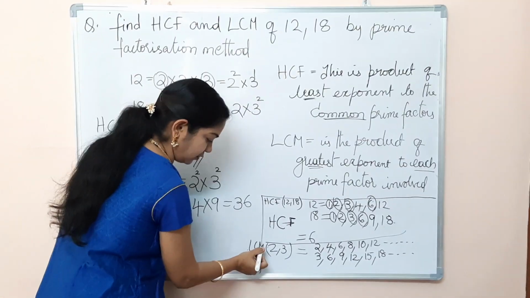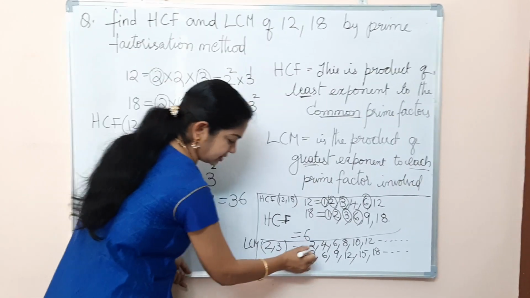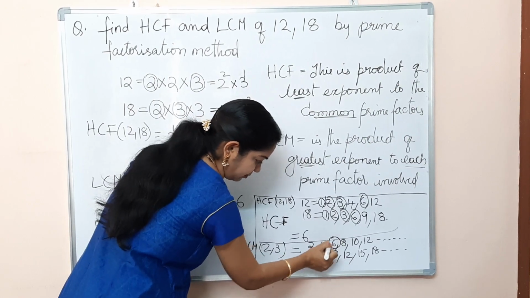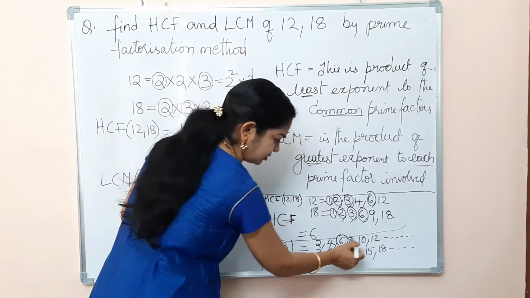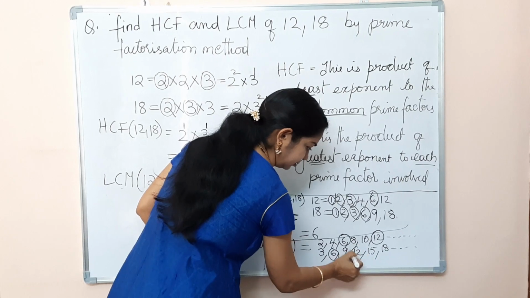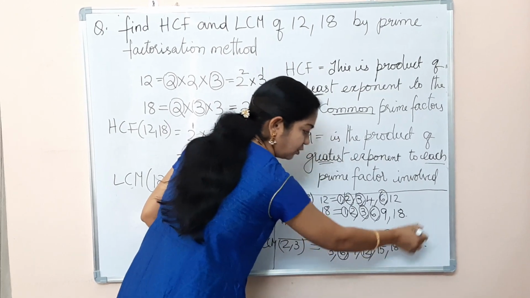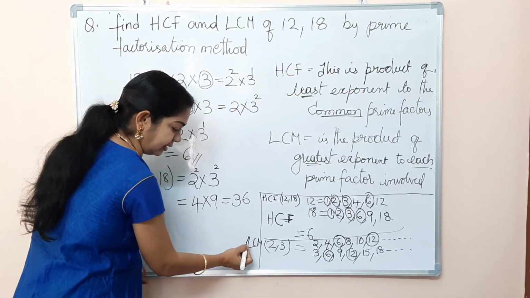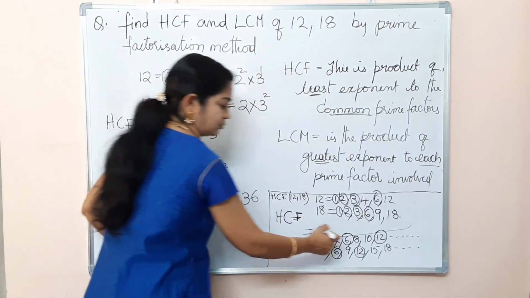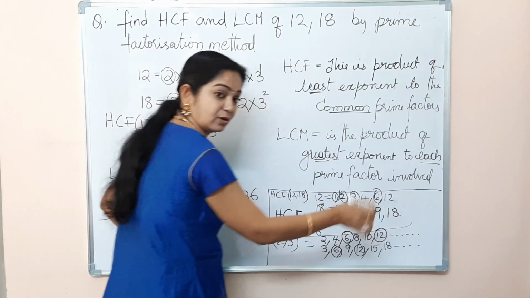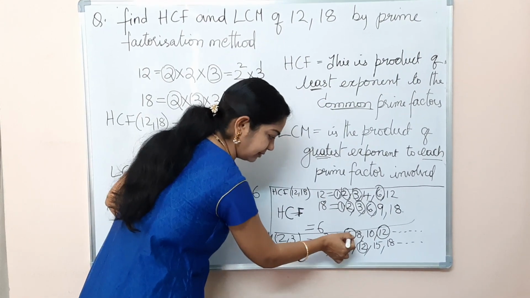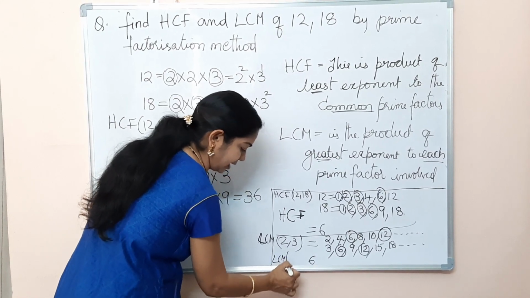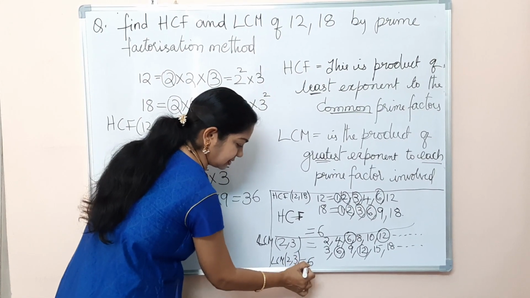But what we want is a common multiple. First let me see the common ones. 2 is there? No. 6 is common, right? And also 12 is common. If you write more multiples, you will get some more common multiples. But I need the least common multiple. So many multiples are common, but the least common multiple is 6. So the LCM of 2 and 3 is 6.